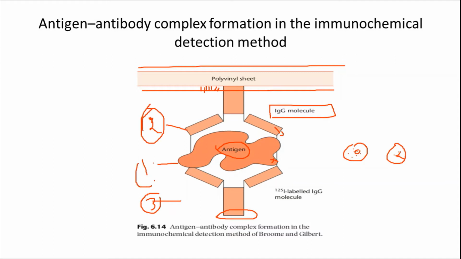Likewise, the antibody coated on the polyvinyl sheet first binds to the antigen, that is, the exposed protein, if it is present. Only then does the labeled antibody bind to the primary antibody. So finally, antigen-antibody complexes are formed. This mechanism was proposed by Broome and Gilbert, the immunological detection of recombinants. This is the basic mechanism behind it.